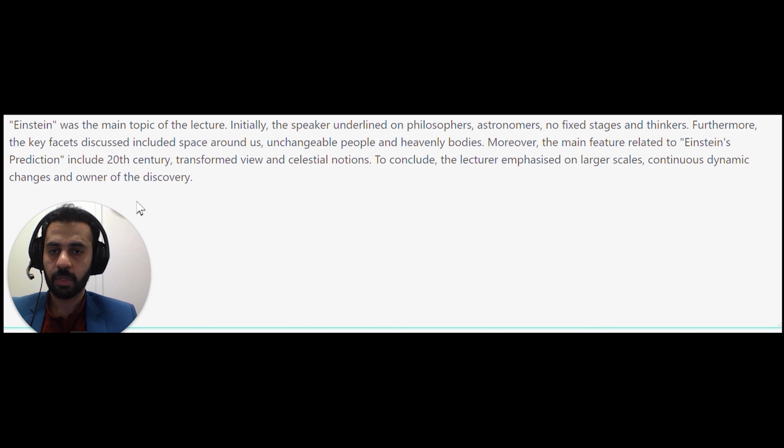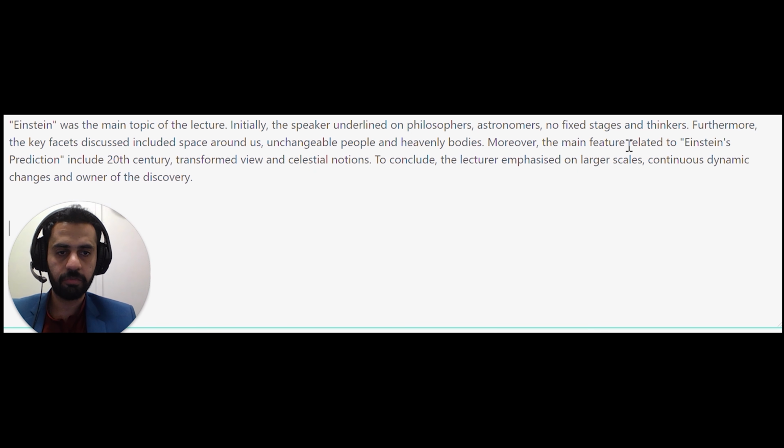Okay, now let's proofread it. We're going to do 2 sets of proofreading at least. So set number 1 is from top to bottom. Let's do it. Einstein was the main topic of the lecture. Initially, the speaker underlined on philosophers, astronomers, no fixed stages, and thinkers. Okay. Furthermore, the key facets discussed included space around us, unchangeable people, and heavenly bodies.